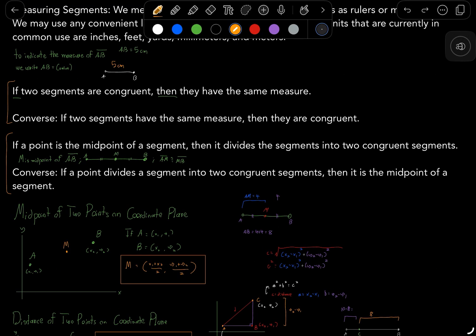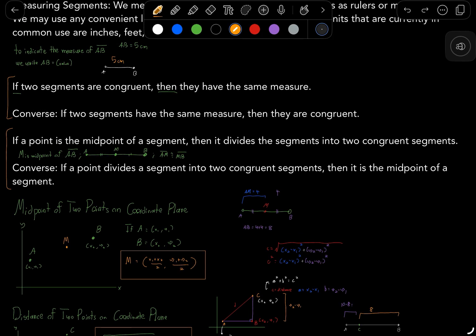Now if you were to convert this into theorem notation, simply put: if a point is the midpoint of a segment, then it divides the segment into two congruent segments. If it's a midpoint, it basically cuts the segment right in between, cuts it in half, and the remaining segments are going to be equal to each other. And the converse of that statement, I'm not going to read it to you, but that's true also.